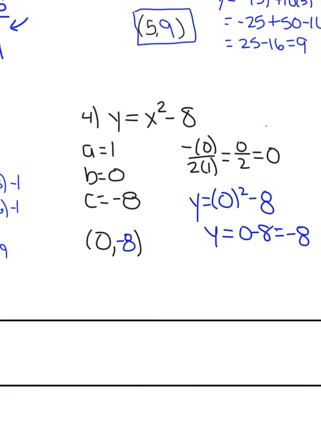So if there is not a b term, plug in 0 for b and solve. It is still a quadratic. As long as it's to the power 2, it still has a vertex. It is still a parabola with a vertex.